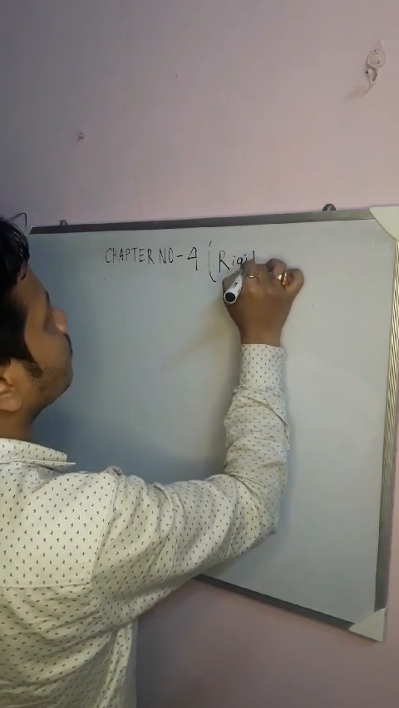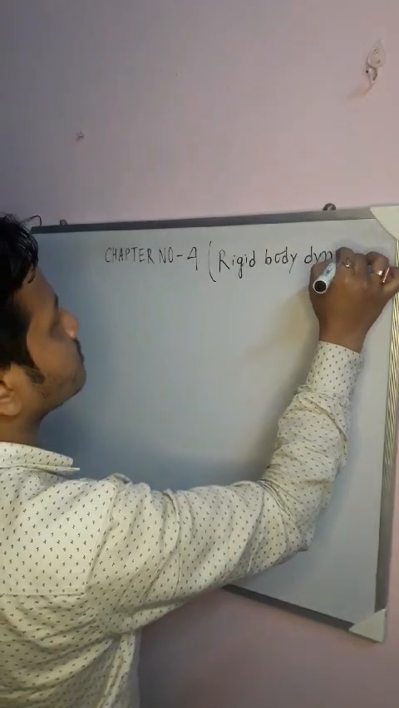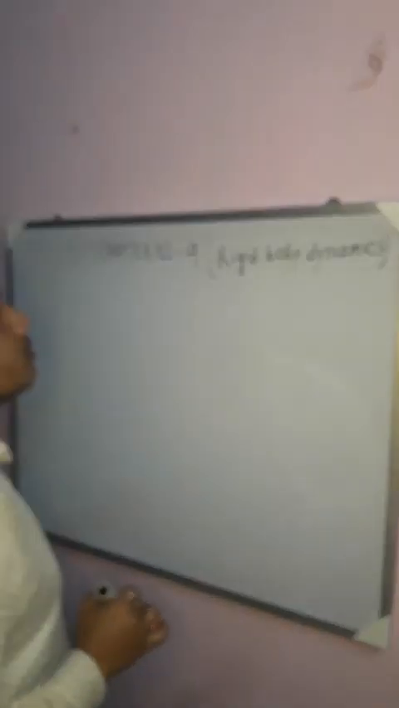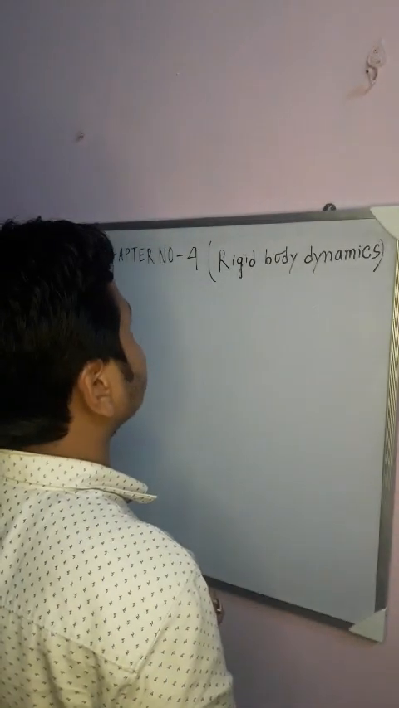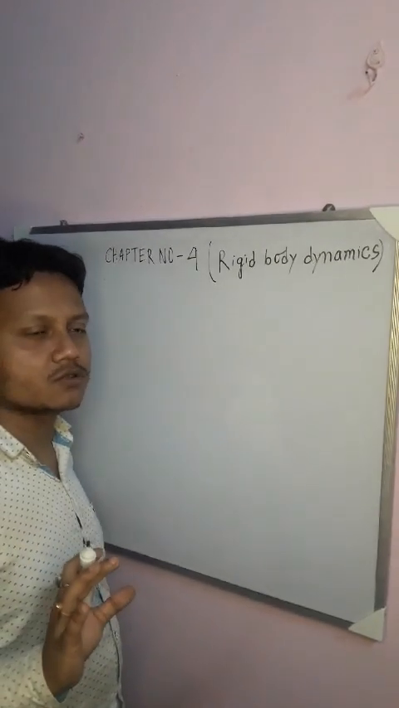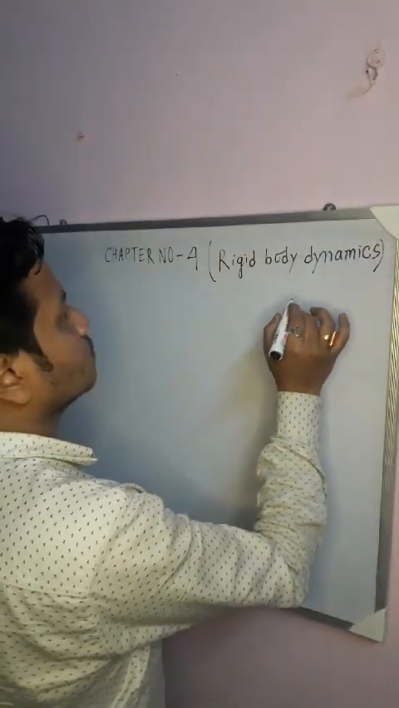Rigid body dynamics. Now we all know that a rigid body consists of so many small particles. A rigid body obviously consists of a large number of small particles.